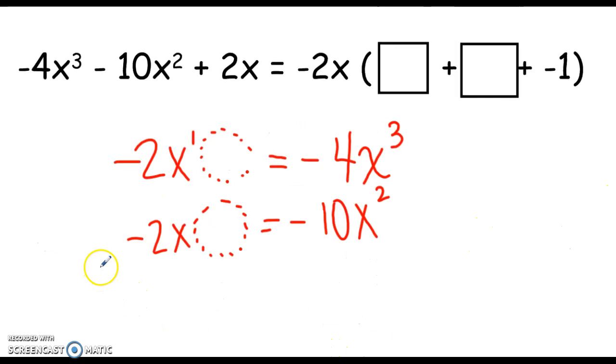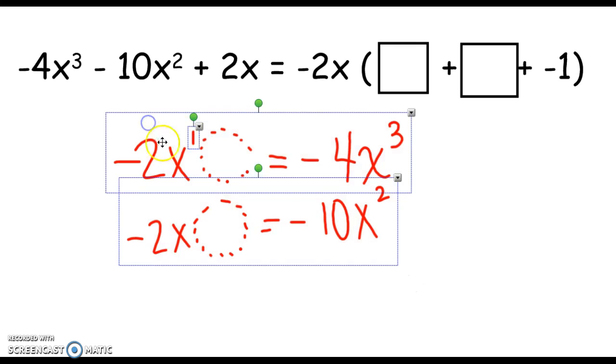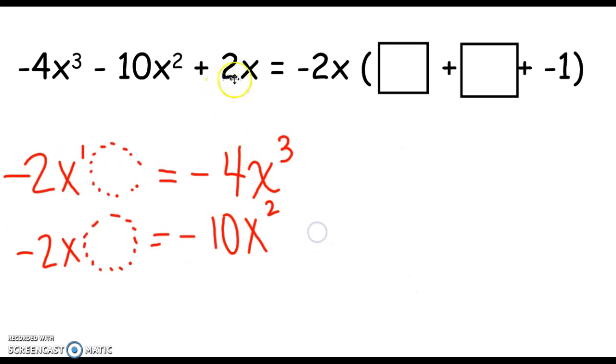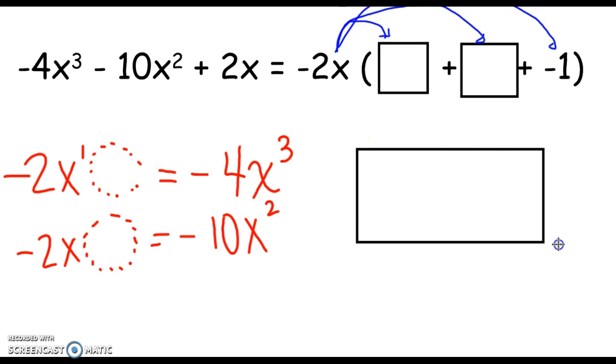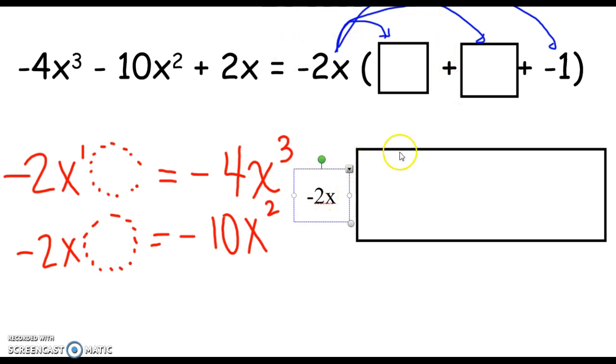This one is similar, it's just a little bit longer. Instead of 2 terms, it has 3 terms. So negative 4x cubed minus 10x squared plus 2x is negative 2x times the quantity of something plus something equals negative 1. If you like the distribution, you can go backwards like this, and distribute it again. If you are really good at the area model and you like that, you can also set that up for this. So we'd write negative 2x right here.